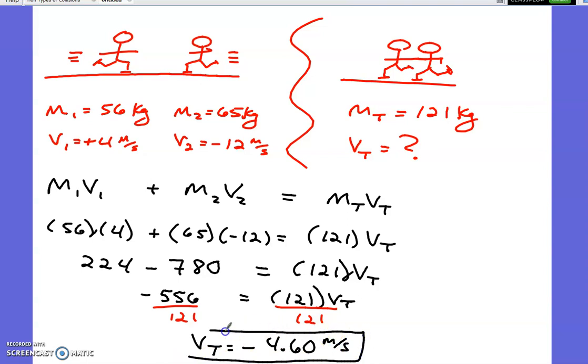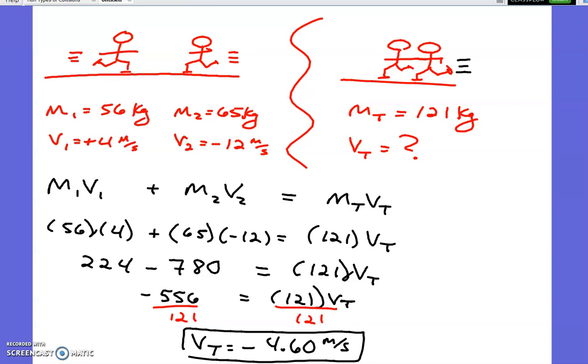Now the reason it is negative is because apparently the skaters, after they join hands, are moving south. And the reason is because this second skater has more mass and more speed, and therefore has more momentum, and they'll sway the total momentum towards that direction.